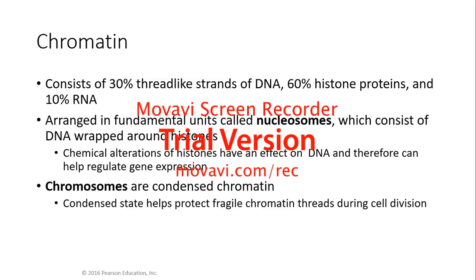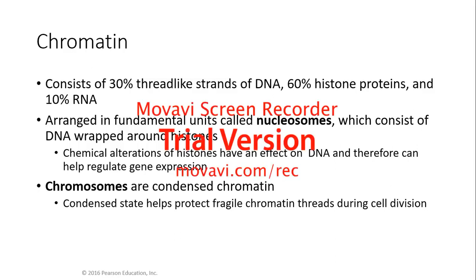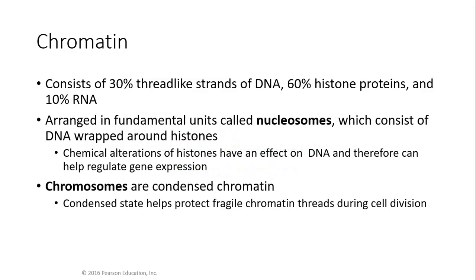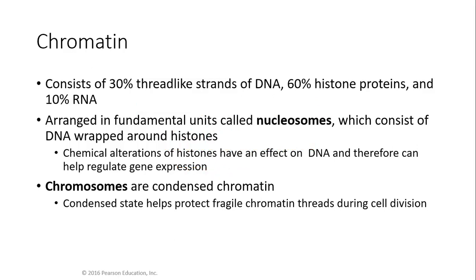Because when you need to copy or replicate a certain part of the DNA, it can unwind itself, okay? It can unwind itself and then replicate that section, or you can make an mRNA copy if you're doing protein synthesis of that section, all right? And then once that has occurred, it can wind back up, which keeps it organized and also conserves space. All right, so the fundamental units of this arrangement are called nucleosomes, which consist of DNA wrapped around histones, all right? And chromosomes are just condensed chromatin, okay? And the condensed state helps protect the fragile chromatin threads during cell division.